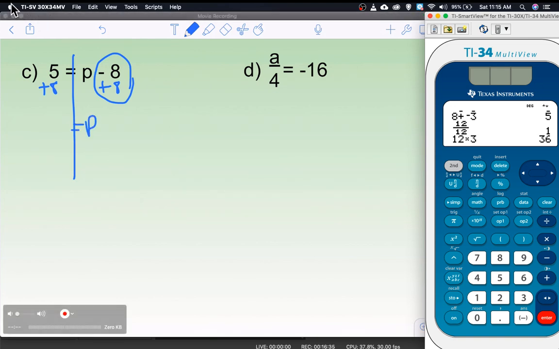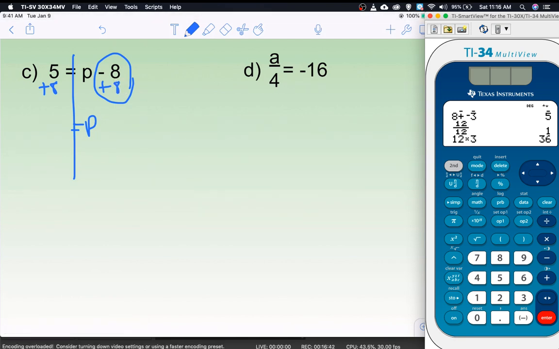So on the right side, my 8s here will cancel out. They are gone. Negative 8 plus 8 is 0. They completely cancel out. On the left side of my equation, if I do the math, 5 plus 8 is 13. That is the correct answer.